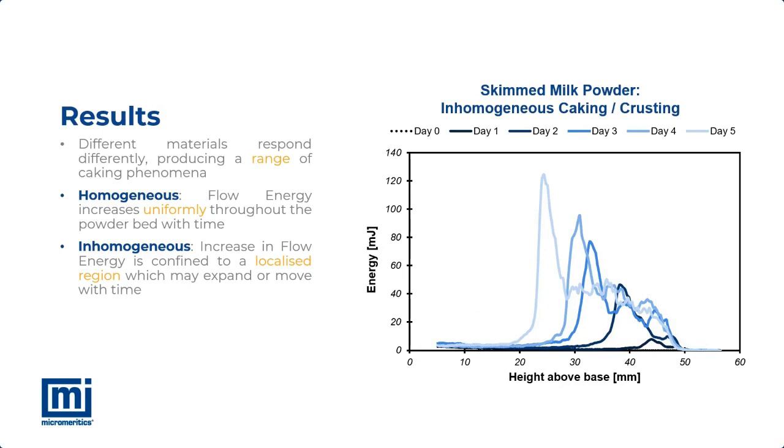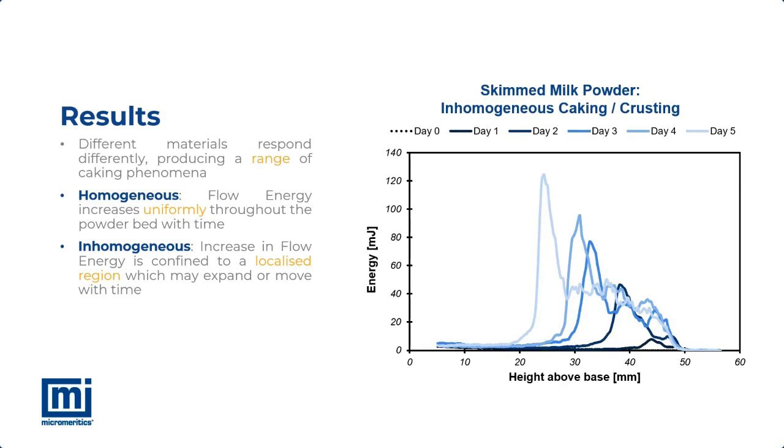By contrast, the results from skim milk powder show a very different result, which we describe as inhomogeneous caking. Here we see a number of interesting features. On the first day, there's an increase in flow energy only at the surface of the sample, which suggests the formation of a weak crust, the first evidence of any kind of layering effect. Secondly, we notice that with time, the crust progresses downwards through the powder bed, leaving a trail of caked powder behind it. Though the crust itself has clearly the highest flow energy, and therefore the most reduced flowability, the formerly crusted region is also significantly less flowable, leading to the majority of the sample having been affected by the end of the test.